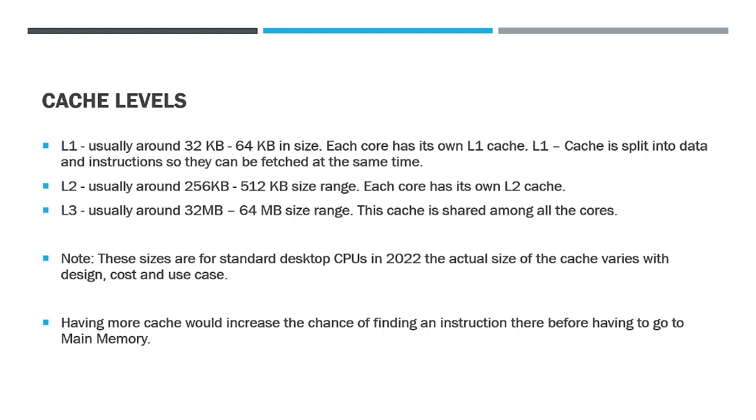As I've said there, these are for standard desktop CPUs in 2022. The actual size of the cache varies with design, cost, and use case. Obviously, if you've got a different computer, a cheaper one, or a bigger system, it could be a processor that does something else. It might not be a desktop CPU. Now, as I said in the video, having more cache would increase the chance of finding an instruction there before having to go to main memory, thus speeding things up.